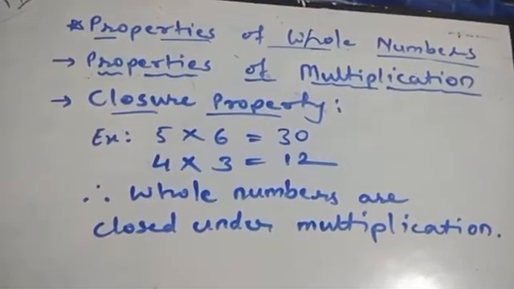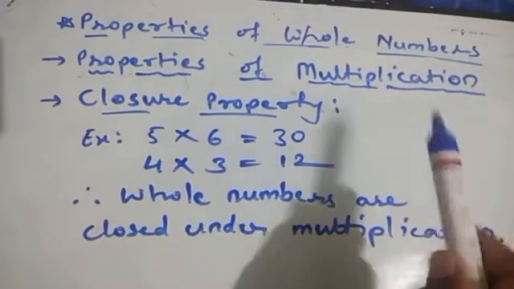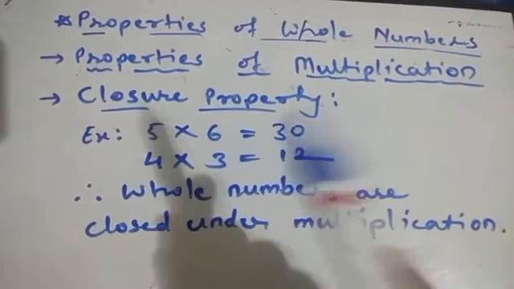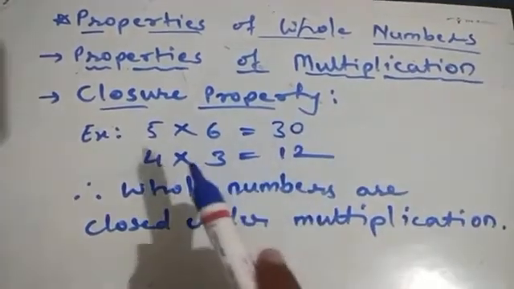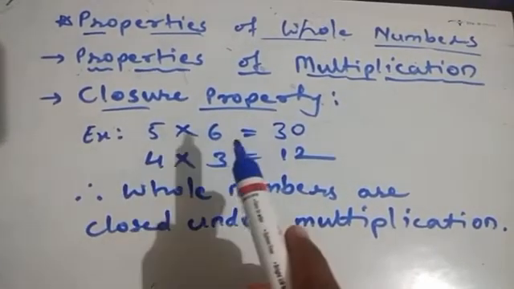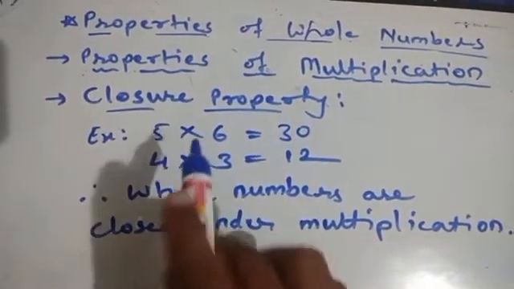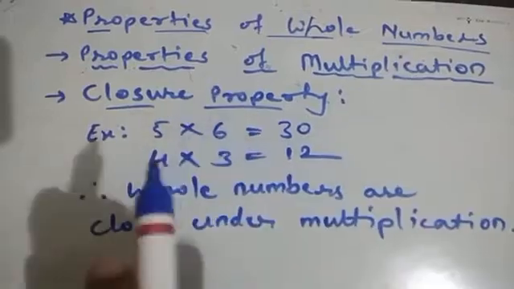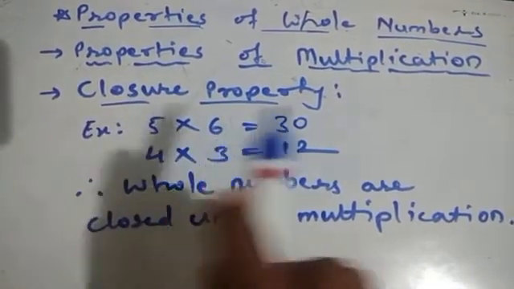Now let's study the next part of this chapter, that is properties of multiplication. In that we are going to discuss first about closure property. Again closure property. First I will take one example, so you will understand better. See here students, in closure property what we have to see is whether the product of two whole numbers is a whole number or not.